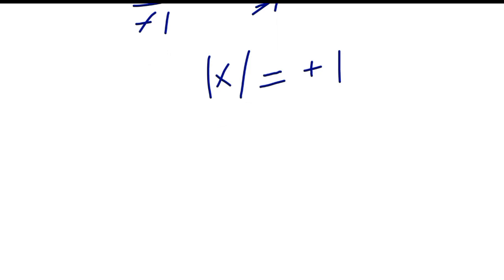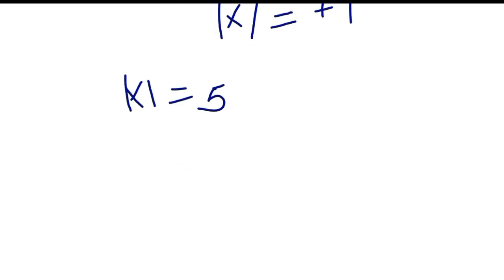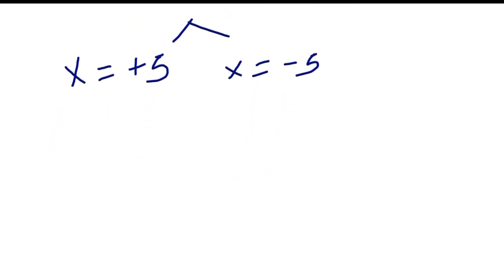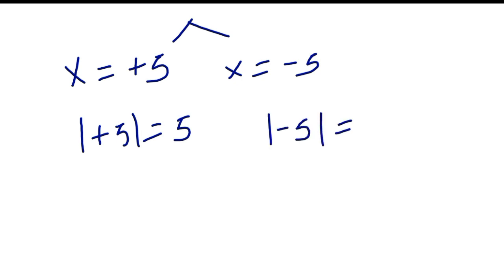Now, when you have this question that says the absolute value of x is equal to 5, you have to solve for x. Since the values are going to be separated into two parts, both negative and positive, we are going to separate this. We have that x is equal to plus 5, and x is equal to minus 5. If we want to verify it, the absolute value of plus 5 is still equal to 5, and the absolute value of minus 5 is still equal to 5.